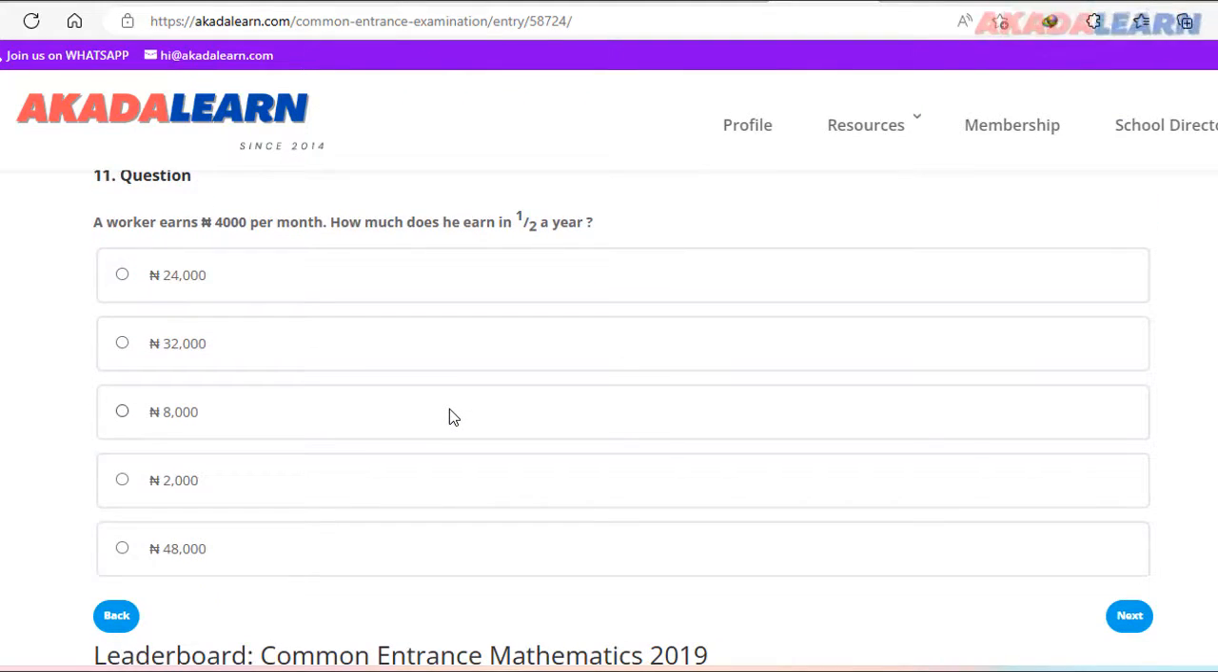Question 11 says a worker earns 4,000 naira per month. How much does he earn in half a year? Alright, so we can see the options here, 24,000, and of course the last is 48,000, which is A to E. Okay, so let's go to our solutions video and see how we get our answer.